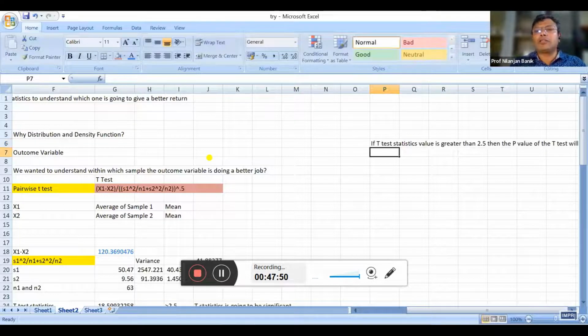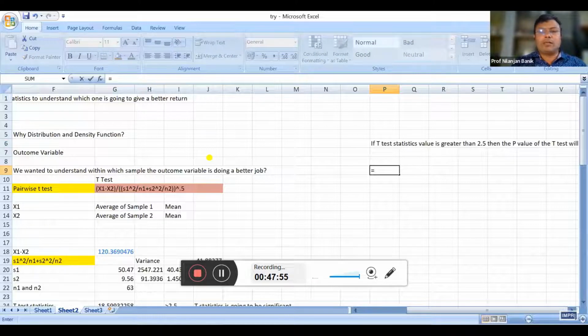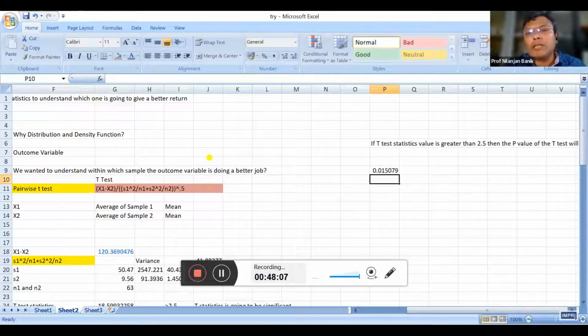This is for certain. So let's try to do this. Just to drive home the point, here I'm saying it's 2.5, number of degrees of freedom, let's say 62, and two-tailed test. See, it is less than 0.1. In fact, it is significant at the 2% level, because we are getting a value of 0.01.